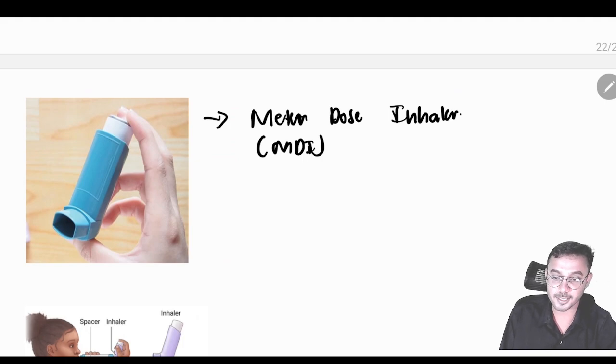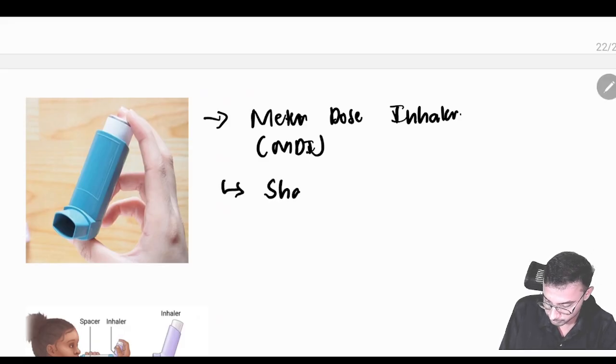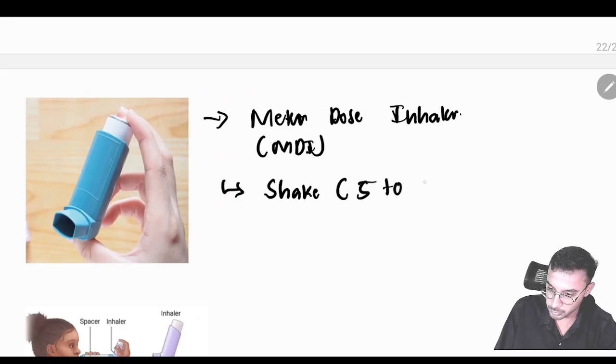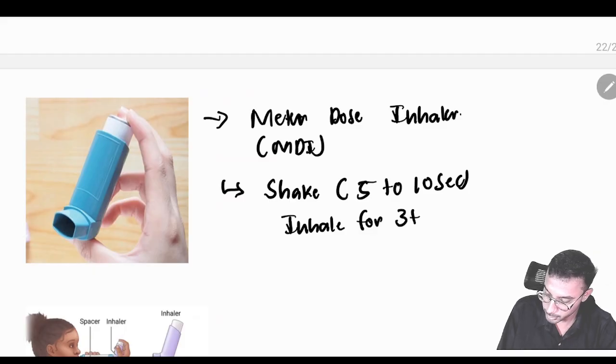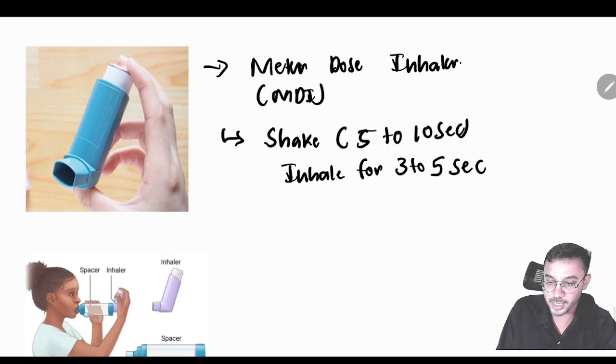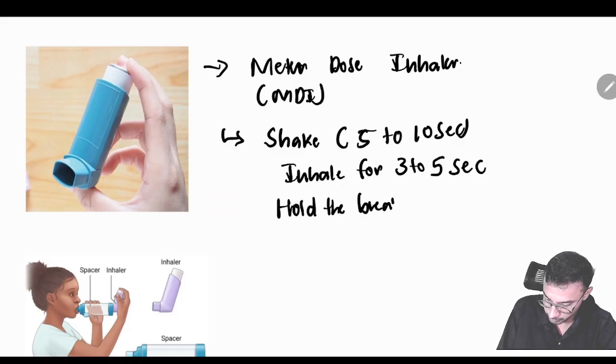Before using this, some questions have been asked. Shake the inhaler well. Shake the inhaler for how many seconds? 5 to 10 seconds. Okay, and inhale for how many seconds? 3 to 5. Sorry, I will write it clearly. 5 seconds. Okay, and hold the breath for how many seconds? Hold the breath for 10 seconds. So not 30 seconds, no.